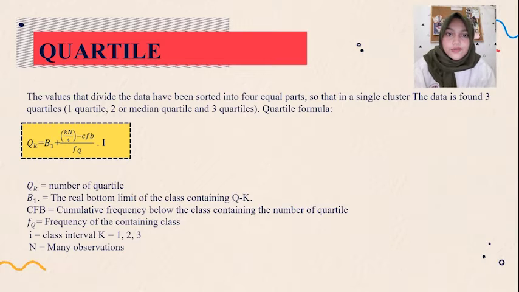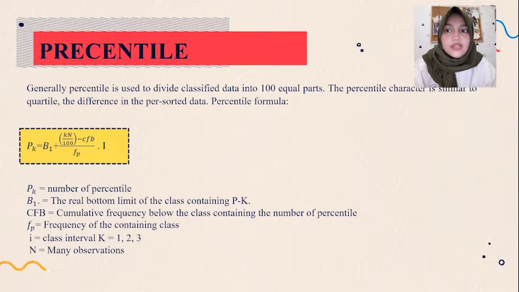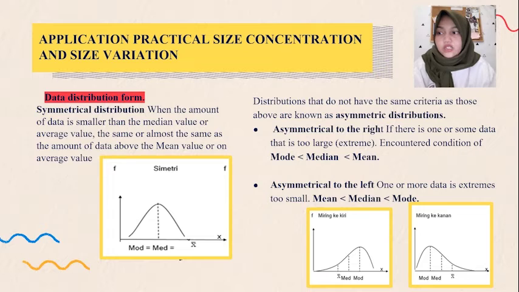And the next thing is percentile. Percentile basically has the same formula and the same meaning as quartile, but the difference is that in quartile we divide the data by 4, and here we divide by 100. After that, there's the application of particle size, concentration, and size variation. This is used to know the distribution of our data.